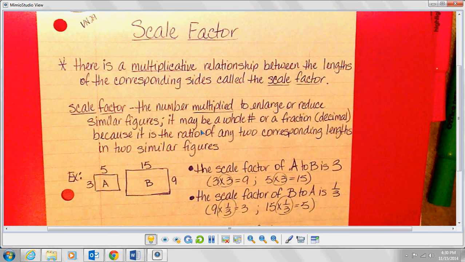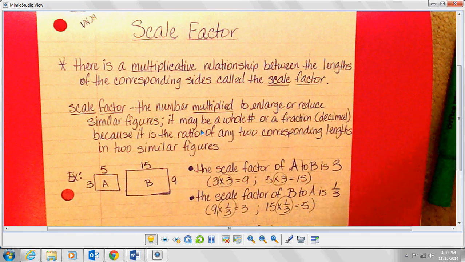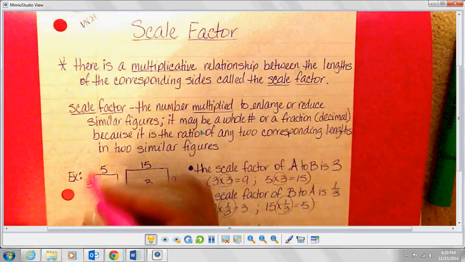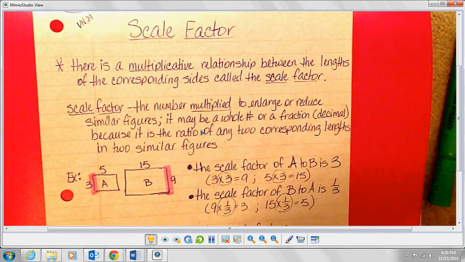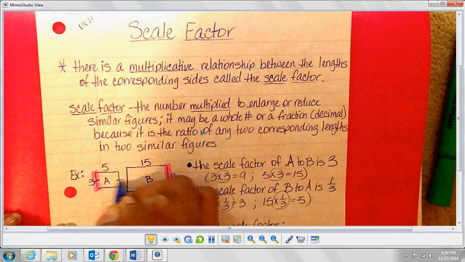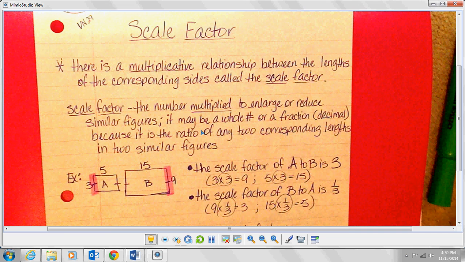So that is why when we look at our example right here, it says the scale factor of A to B is 3. Because if I'm going from A to B, and we are marking our corresponding sides, with this being a rectangle, remember, all these sides are going to be congruent. So the 3 is going to correspond with the 9. So to get from 3 to 9, I'm actually multiplying by 3.